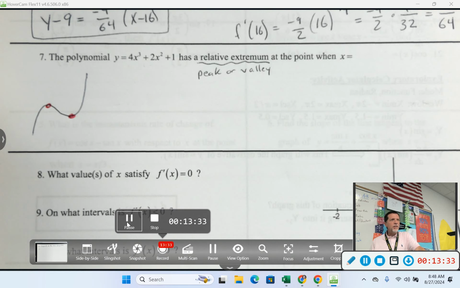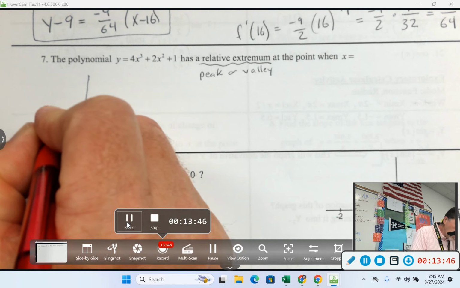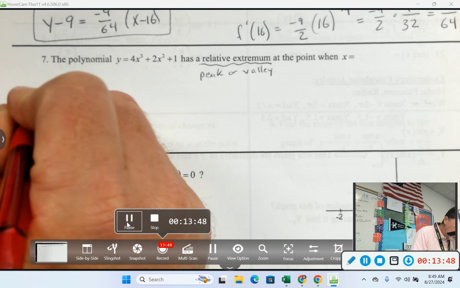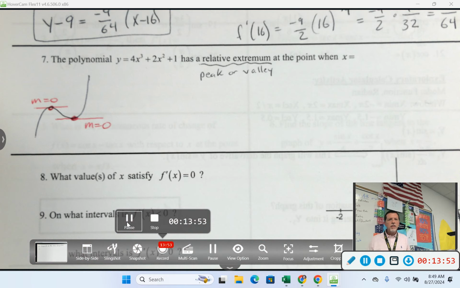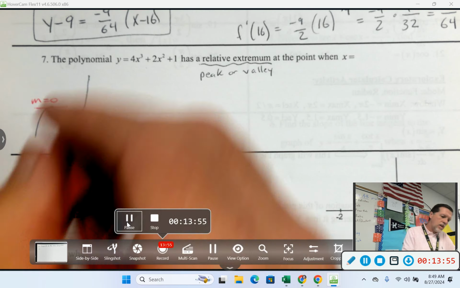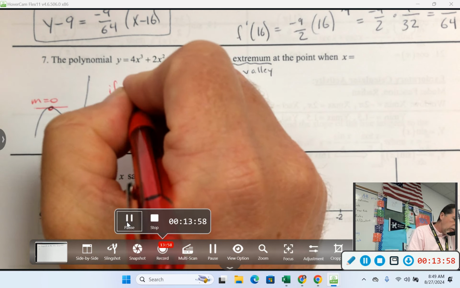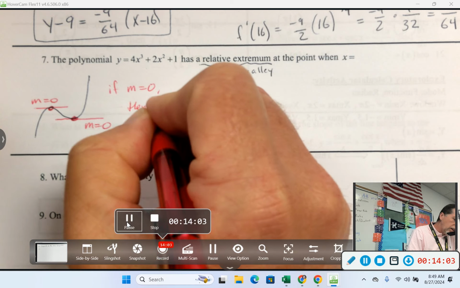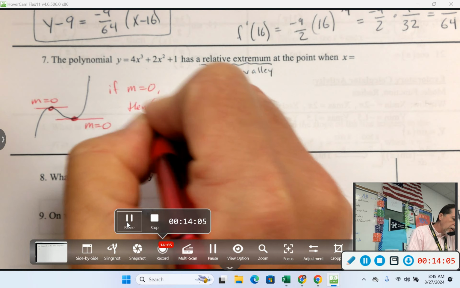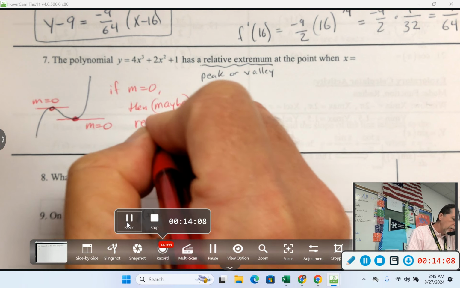Can you tell by looking what the slope is at the peak or a valley? What's the slope right there? This goes back to what we did with these things. So they're both horizontal tangent lines. So slope equals 0. So we'll talk more about this later, but if the slope equals 0, then, let's be careful here, maybe we have a relative extrema.